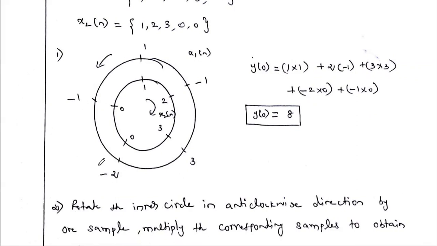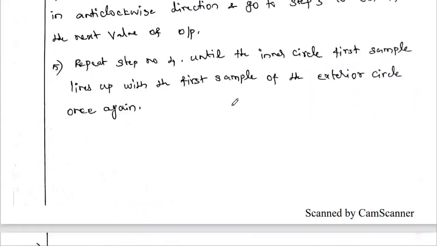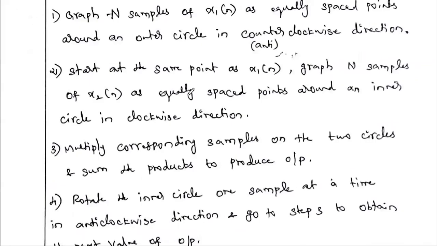Okay, in a counter-clockwise direction we have to write the sample. It is the first step. And the second step is to draw one inner circle. So you see we have to draw the inner circle. In the inner circle, we have to mark the x2 of n value, the second input sequence value.